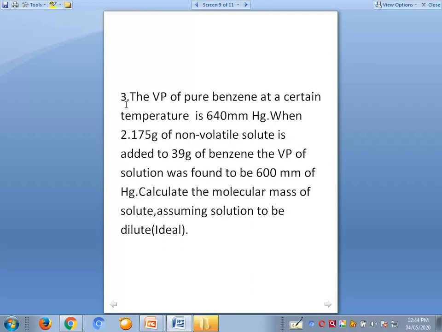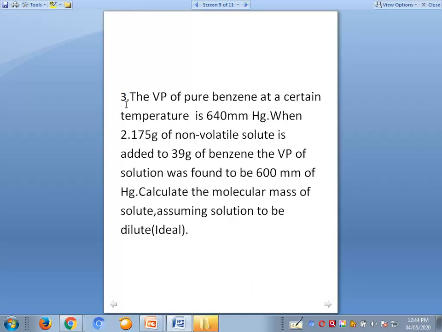So the third problem related to relative lowering of vapor pressure is: the vapor pressure of pure benzene at a certain temperature is 640 millimeter of mercury. When 2.175 gram of non-volatile solute is added to 39 gram of benzene, the vapor pressure of the solution was found to be 600 mm of Hg. Calculate the molecular mass of the solute, assuming the solution to be ideal.